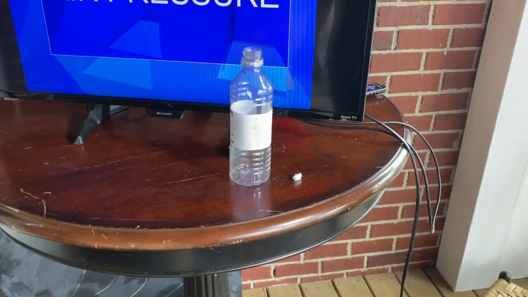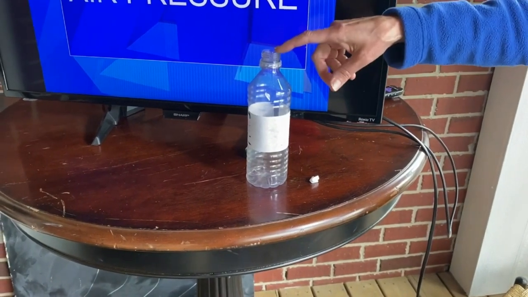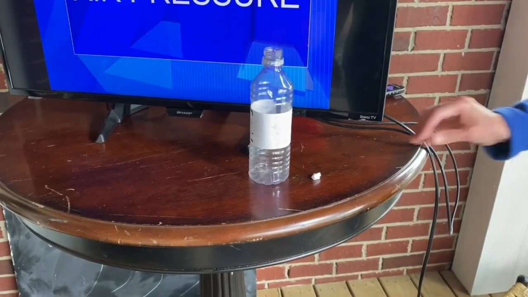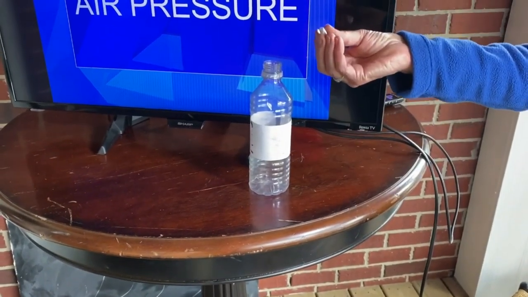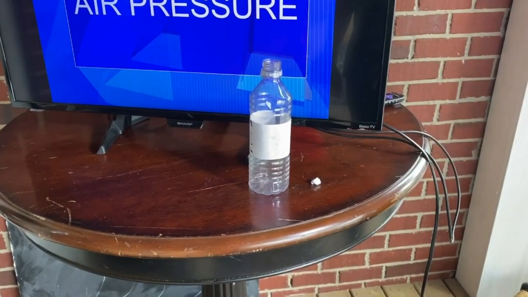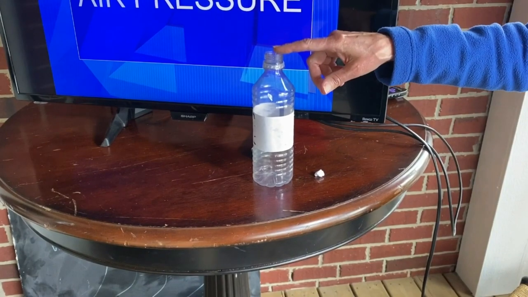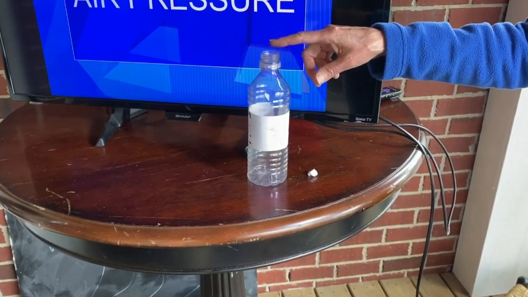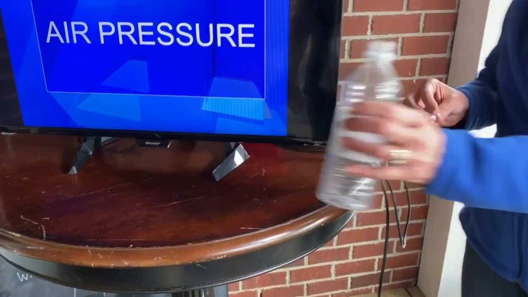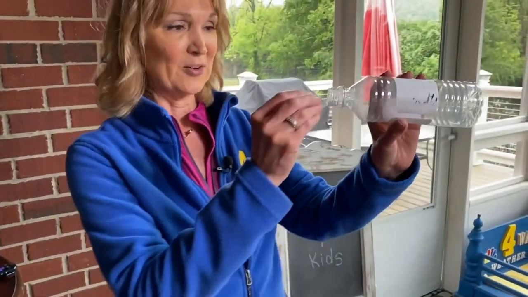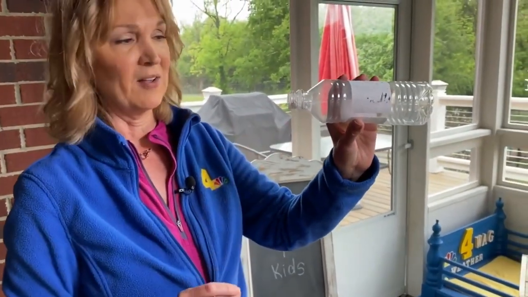Okay, here's another experiment. Get a plastic bottle, like a water bottle, and then make yourself a very small paper wad like that one. Here's what we're gonna do. We're gonna put the paper wad on the mouth of the bottle, and we're gonna blow. What do you think's going to happen? Well, let's try it out. So here we go. We've got our water bottle. We put the paper right in the mouth.